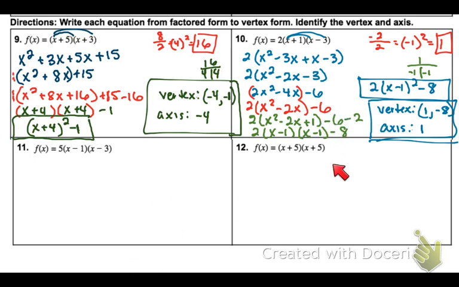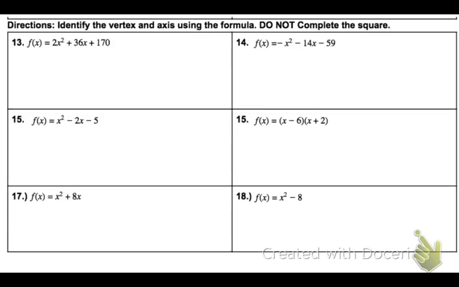So go ahead and do 11 and 12. Right now is probably when you should maybe pause the video and then try doing those two if you haven't already. And then I'm going to move on to the next part at the bottom of the worksheet.